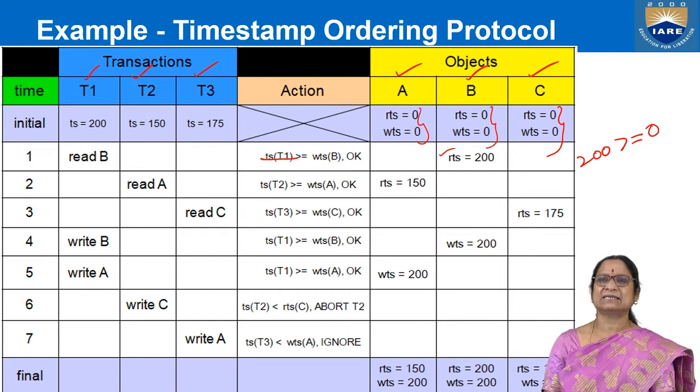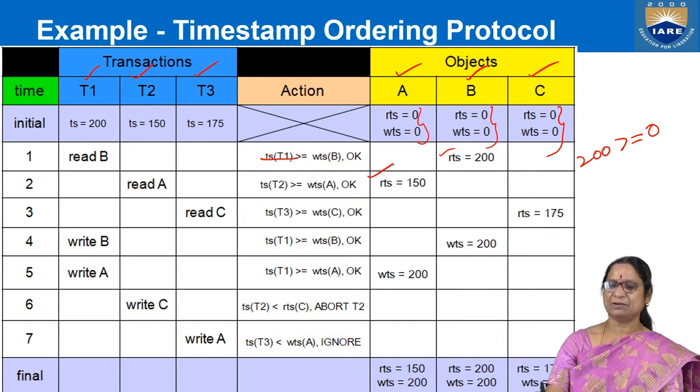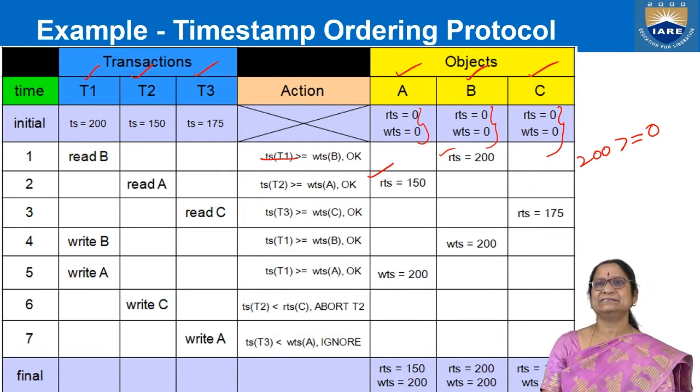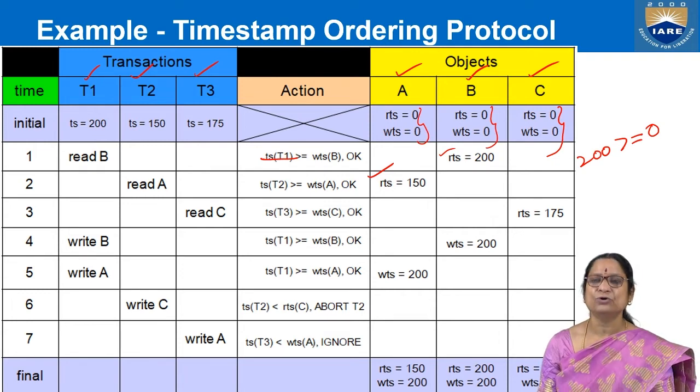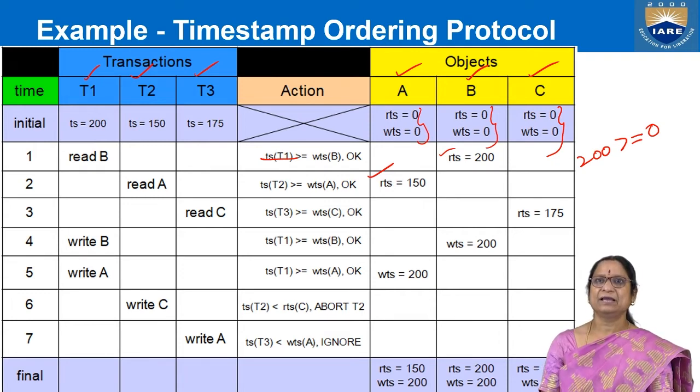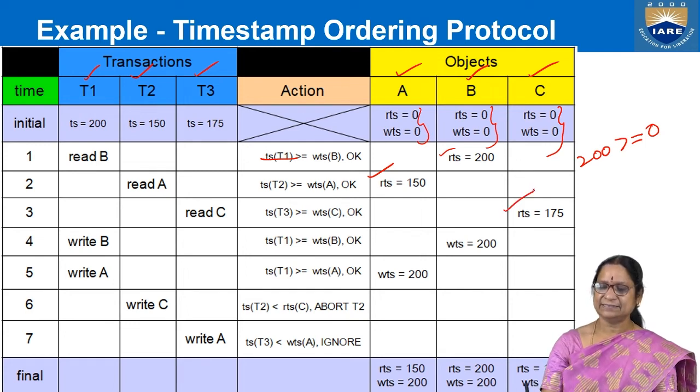In A also the same logic. The second instruction is by transaction T2, that is 150. 150 is greater than the write timestamp of A, so A is acceptable. Same logic as B: initially 0 is there. The write timestamp of A is also initially 0. The current transaction timestamp is 150, which is greater than or equal to the existing write timestamp of A, 0. So that's why it is acceptable. Read C, same reasoning.